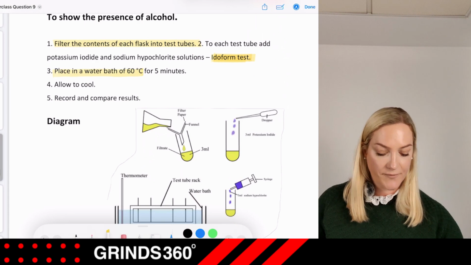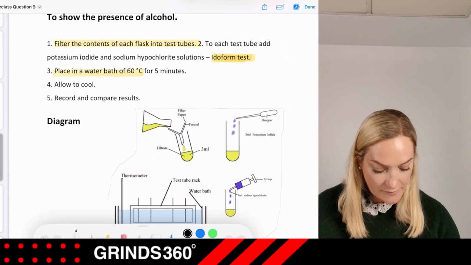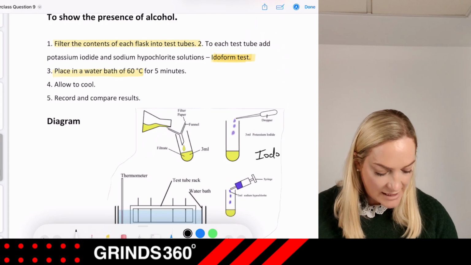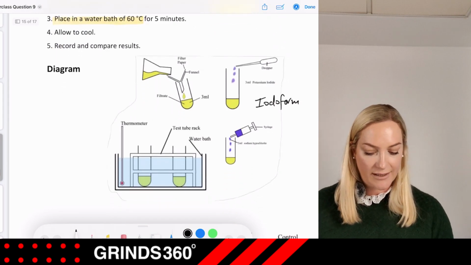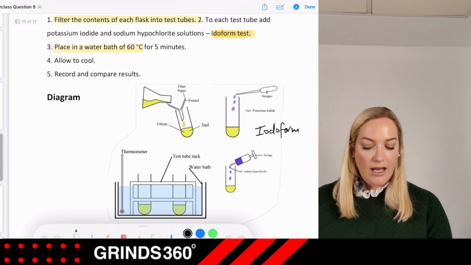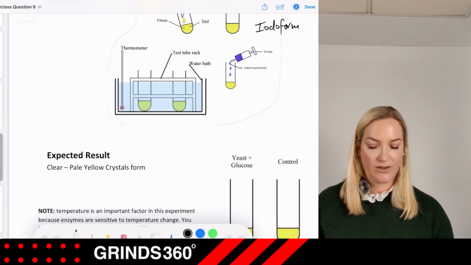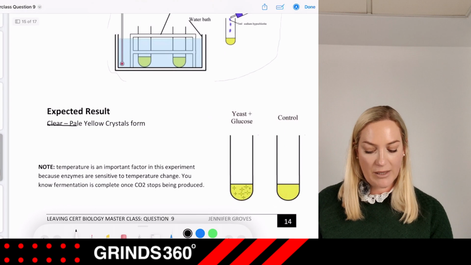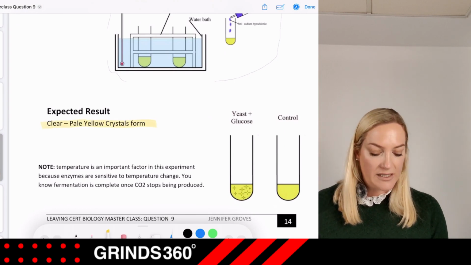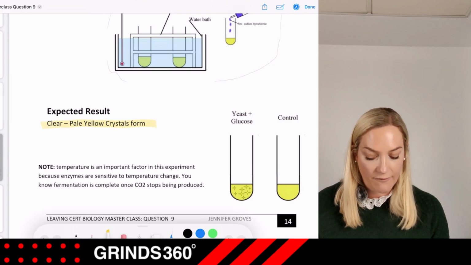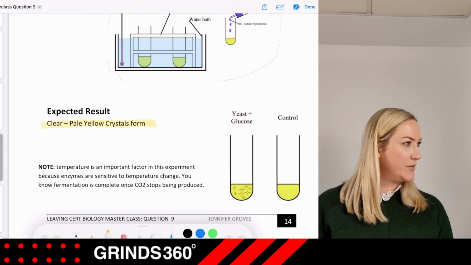So you filtered it. Here's my filtrate. I've added my potassium iodide and my sodium hypochlorite, which is my iodoform test. Okay, so we can say our iodoform. And then we're going to put that in a water bath at 60 degrees for 5 minutes. And then what we would hope to see is, if alcohol is produced, clear to pale yellow crystals have formed. And I'm putting here again, temperature is an important factor in this experiment because enzymes are sensitive to temperature change.